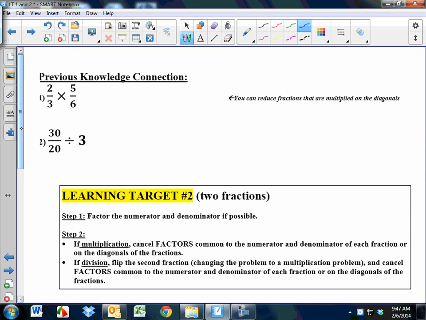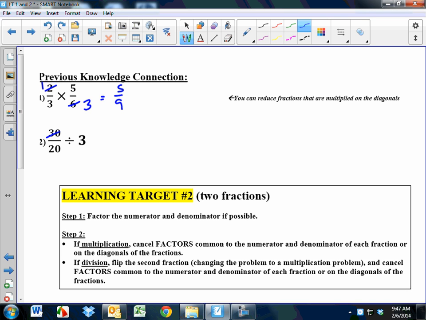I want to remind you of one more previous knowledge. You can also multiply fractions by reducing on the diagonal before you do any multiplication. So that could reduce to 1 and 3, and then you multiply the numerators and multiply the denominators. So 1 times 5, 5 over 3 times 3, 9.